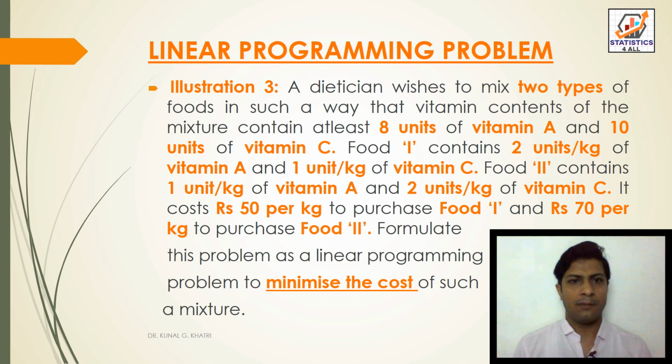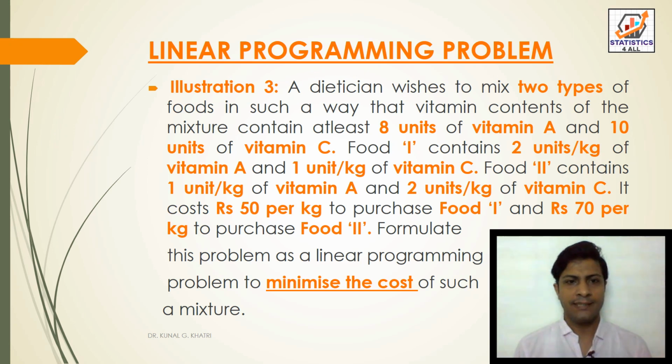Linear programming problem, illustration 3. A dietitian wishes to mix two types of foods in such a way that vitamin contents of the mixture contain at least 8 units of vitamin A and 10 units of vitamin C. Food 1 contains 2 units per kg of vitamin A and 1 unit per kg of vitamin C.